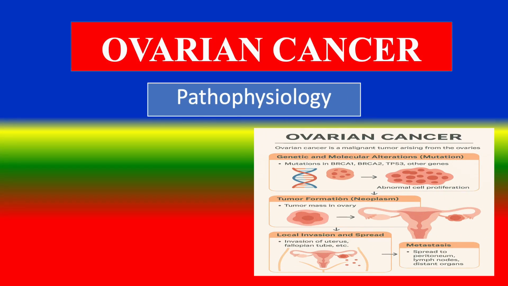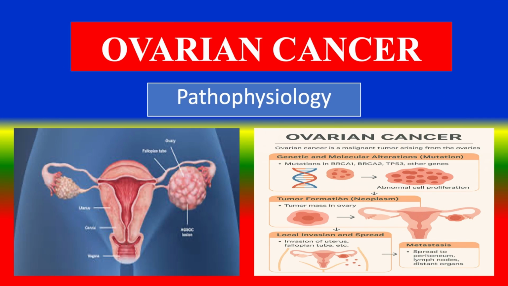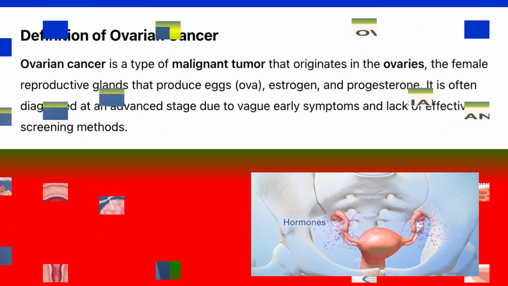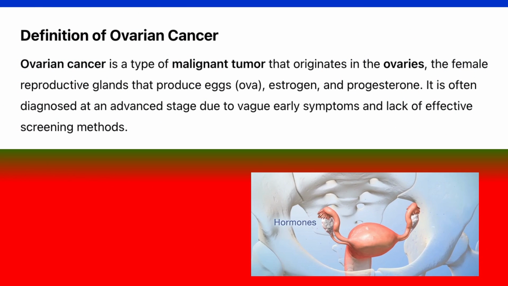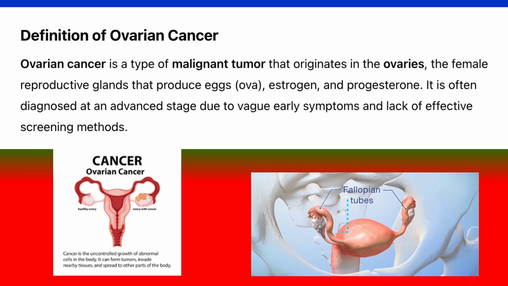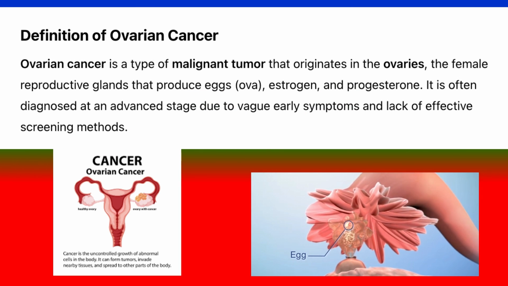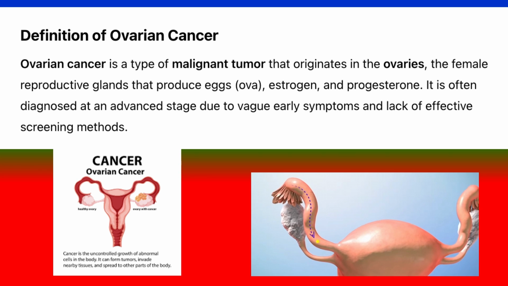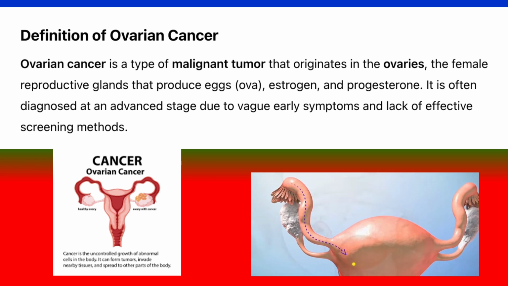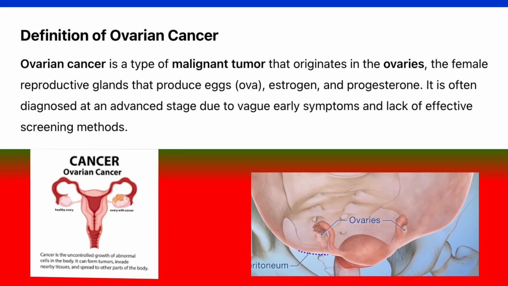Here's a detailed explanation of ovarian cancer, including its definition and step-by-step pathophysiology. Definition of ovarian cancer. Ovarian cancer is a type of malignant tumor that originates in the ovaries, the female reproductive glands that produce eggs (ova), estrogen, and progesterone. It is often diagnosed at an advanced stage due to vague early symptoms and lack of effective screening methods.